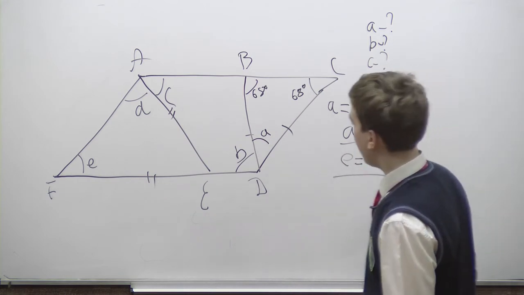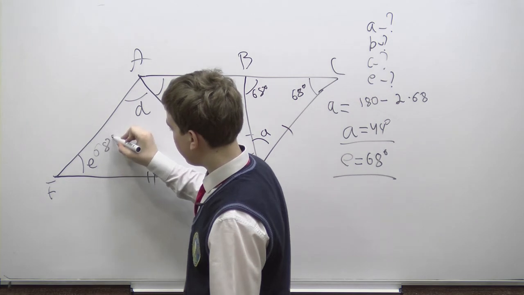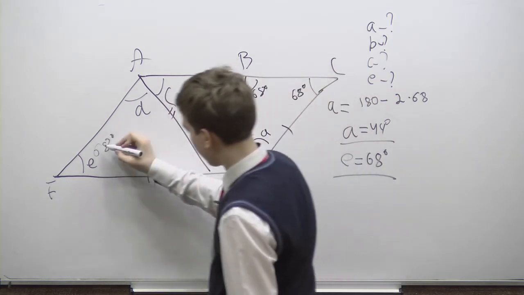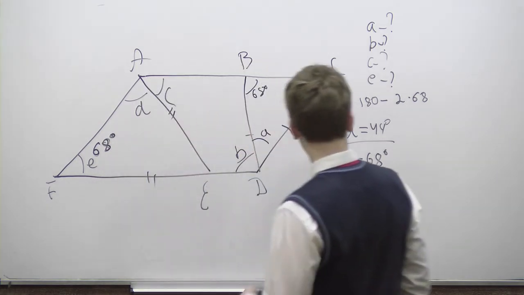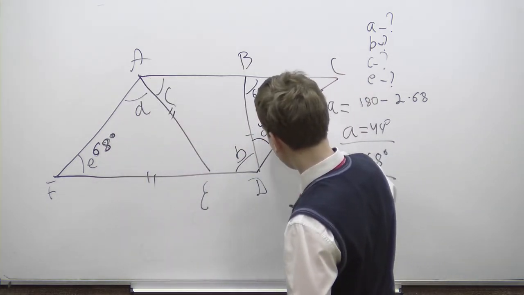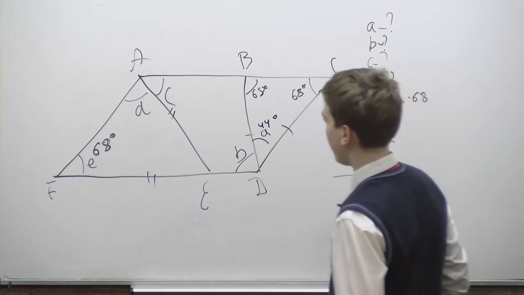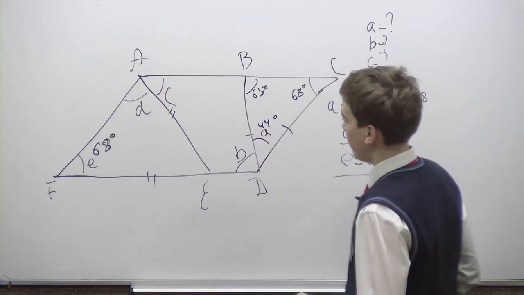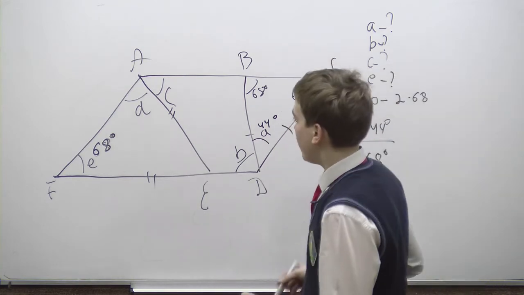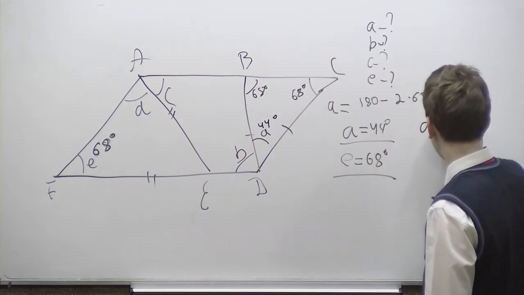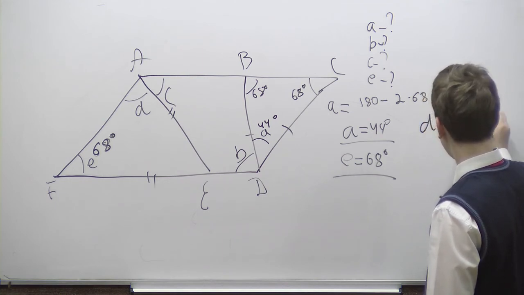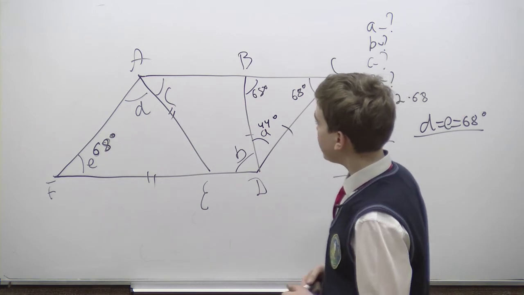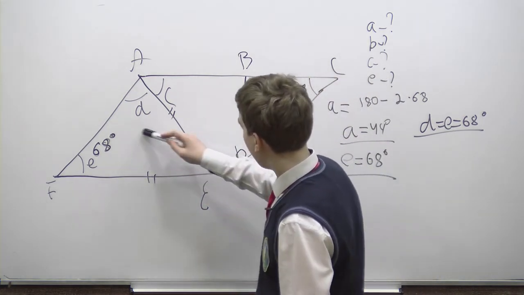That's the second answer. I can write here 64 degrees. Maybe I should change 64 degrees. And A, 44 degrees. Now I know that the triangle FEA is also isosceles, so its angles at the base are equal. So angle D is equal to the angle E, is equal to the 68 degrees. That's the third answer. And now I can find the sum of these angles.